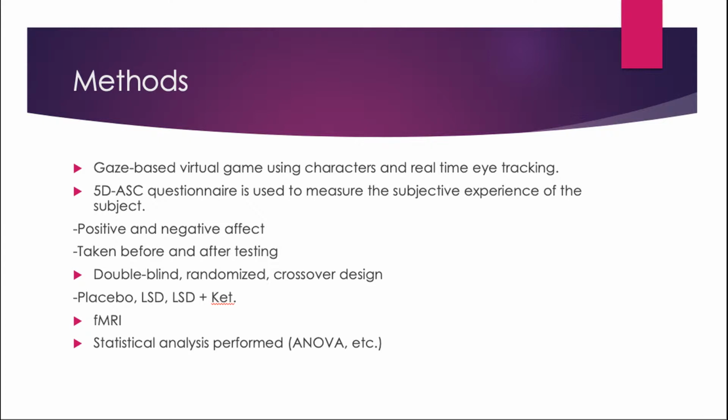Before, subjects received a 5D-ASC questionnaire to measure the subjective effects of the treatment, which contained dozens of questions measuring one's perceived social expression. In a double-blind, randomized crossover design, there were 3 groups: one on the 100 micrograms of LSD alone, one on the 100 micrograms of LSD pre-treated with ketanserin, and finally, the control who just received a placebo. After, fMRI data was collected as well as a statistical analysis performed.